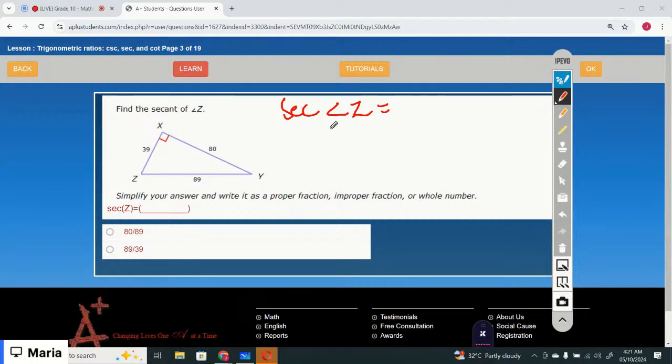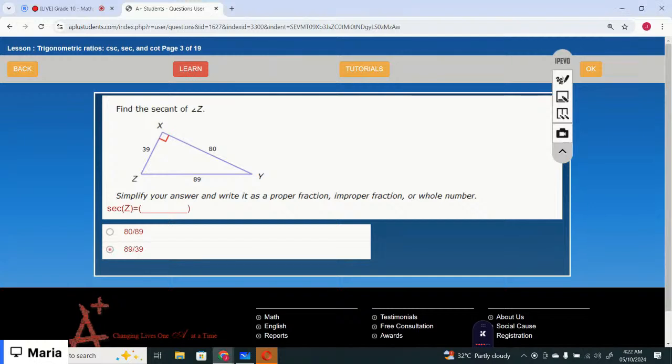Secant of angle Z equals hypotenuse divided by adjacent, right? So the hypotenuse is 89 and the adjacent to angle Z is 39, that is 89 over 39, right? Option number 2 is the correct option. That is option number 2, 89 over 39.